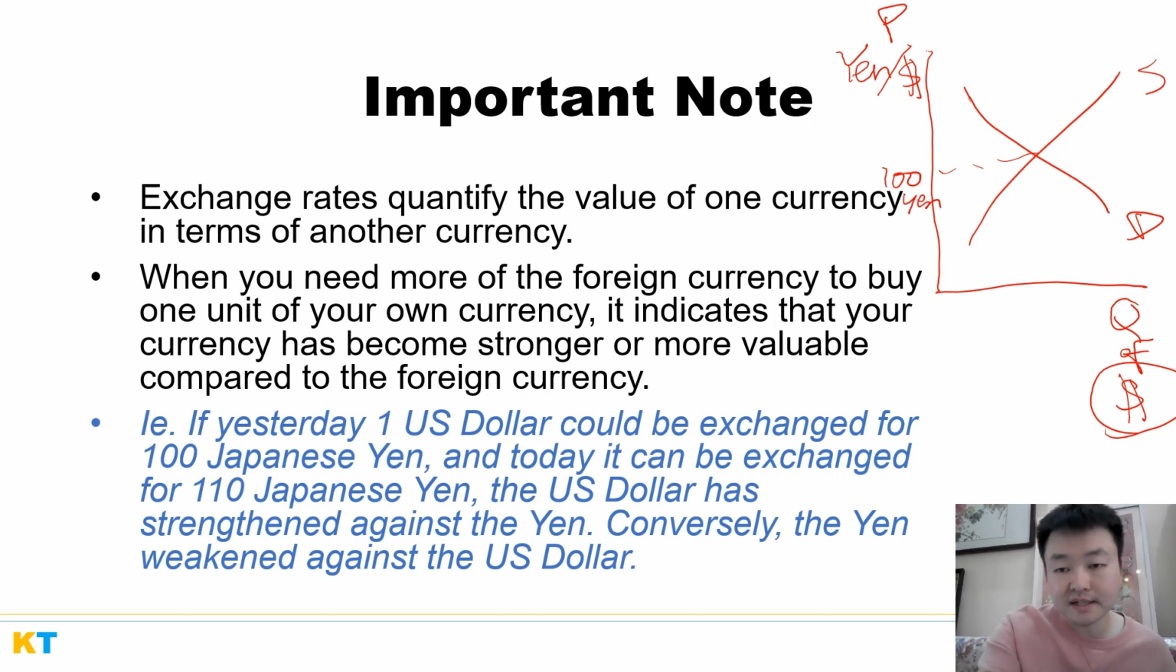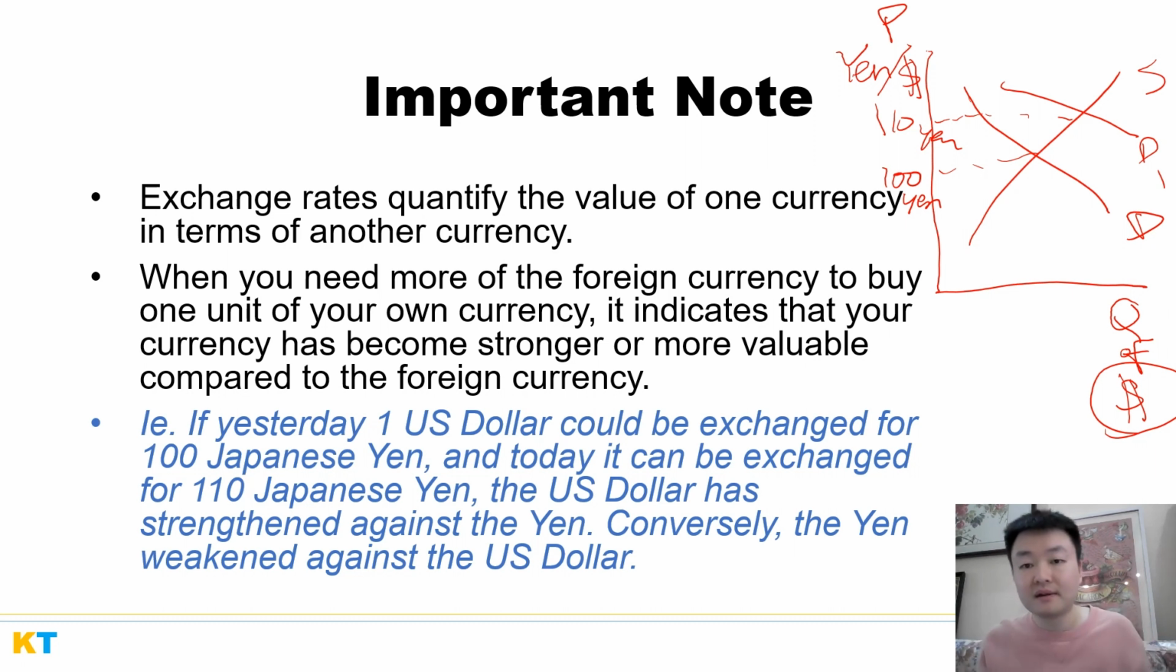Let's pretend there's just a shift in demand, and as a result, the price has gone up from 100 to 110 yen. What this shows is it now costs more yen to buy a dollar. And so the American dollar has become more valuable. It's become more expensive. It's appreciated. At the same time, the yen depreciated against the dollar. It's now weaker, because now it costs more yen to buy $1. And so this is the example.